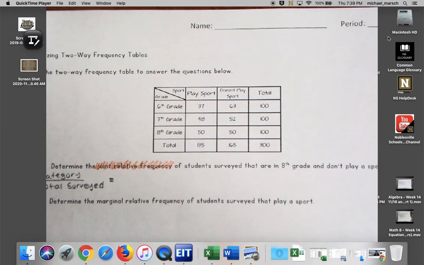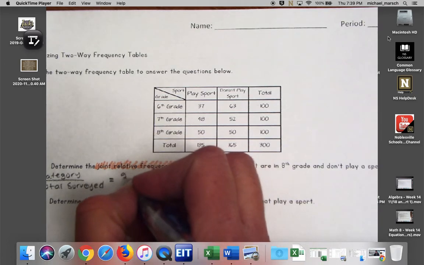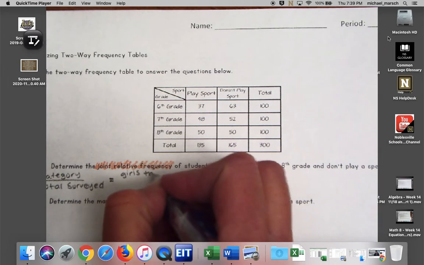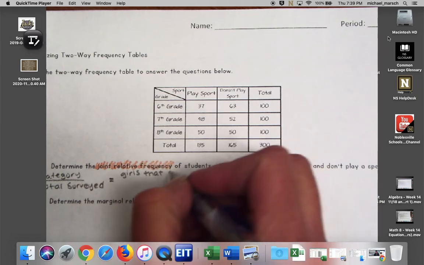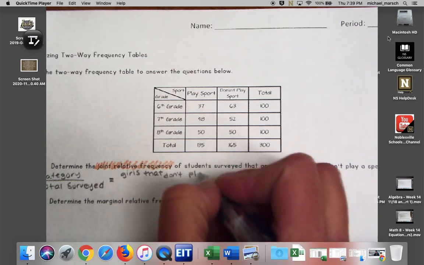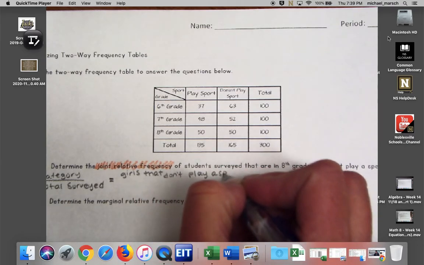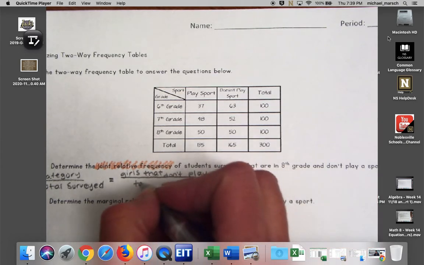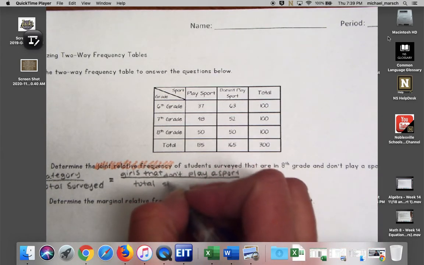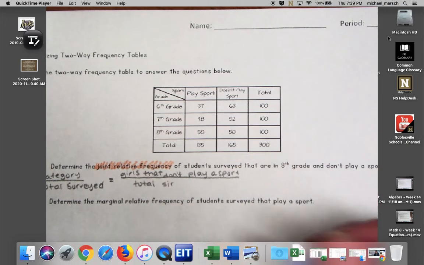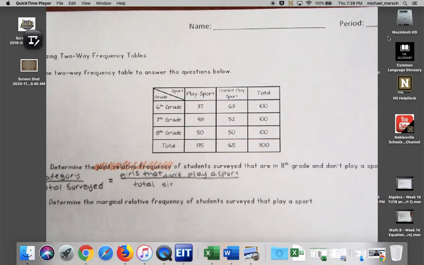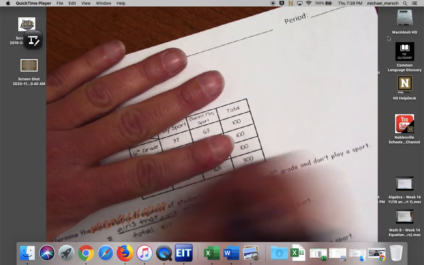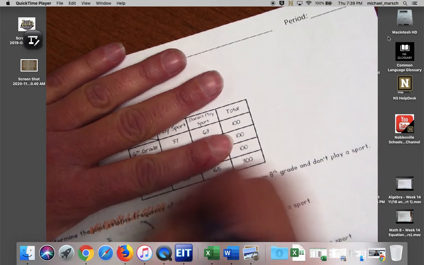Okay, so my category is girls that don't play a sport, and that's going to be compared to the total surveyed. Why did I say girls? That wasn't nice. That was supposed to say 8th graders. Let me erase that. I'm still thinking about those cookies, guys.